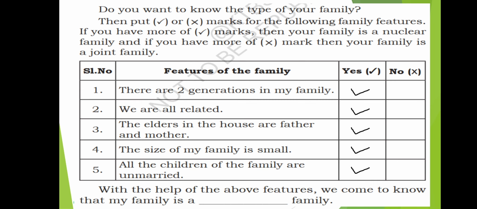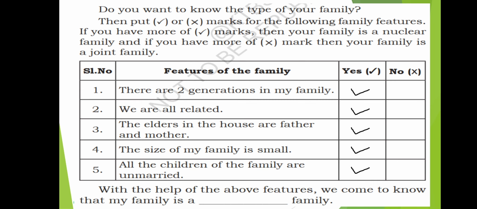The first one: there are two generations in my family. Yes, it is true. Second, we all are related. Yes, it is also true, so I put the right mark. Third, the elders in the house are the father and the mother. Yes, that is also true, so I'll put the right mark. Fourth, the size of my family is small. Yes, that is also true. Fifth, all the children of the family are unmarried. That is also true. So all the marks are right marks only.